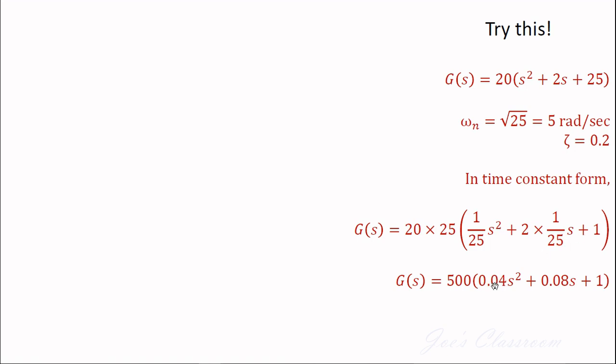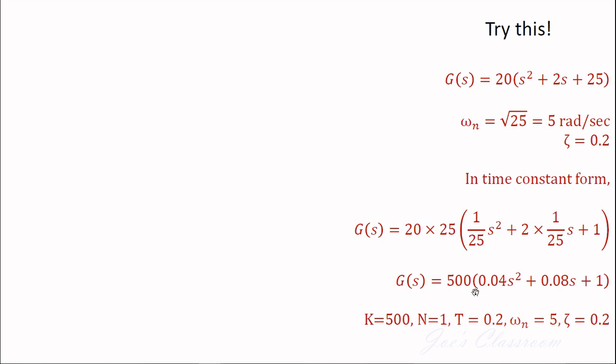Now, of course, we know that this is in the form T square s square plus 2 zeta T s plus 1. So therefore, this is T square, and I can get T as square root of 0.04, that is 0.2. And of course, I can equate this again to 2 zeta T, and you can get zeta equal to 0.2 again, which confirms that this will have complex conjugate roots. Now, having transformed to time constant form, you can use this expression to sketch the Bode plot.